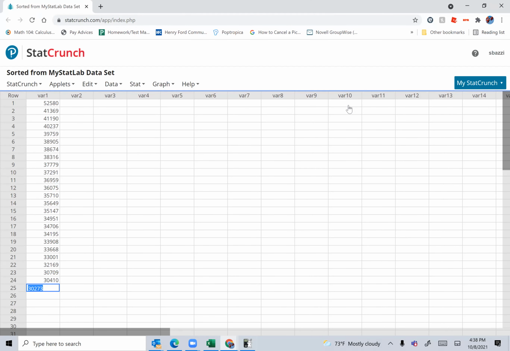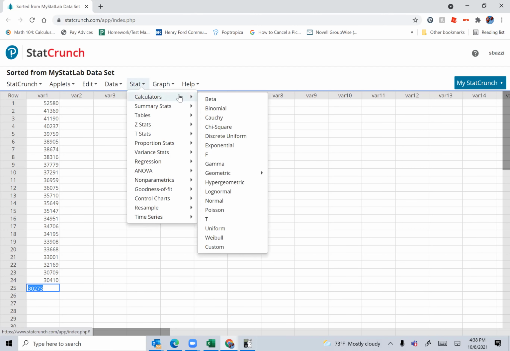Can you guys still see the screen, right? Yeah, we can. Okay.